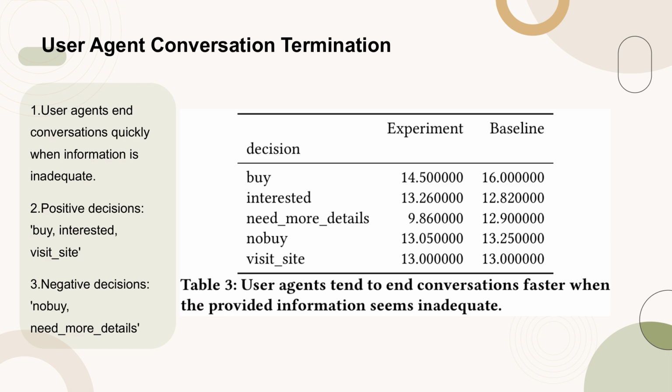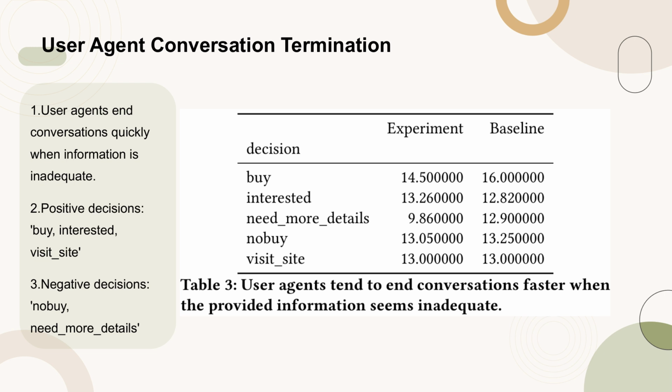Table 3 highlights that user agents are likely to terminate conversations more rapidly when the information provided by the sales agent is deemed inadequate. The table categorizes user actions into positive decisions, such as buy, interested, and visit_site, and negative decisions, including no buy and need_more_details. This data underscores the importance of providing sufficient and relevant information during interactions to maintain user engagement and potentially influence a positive decision.